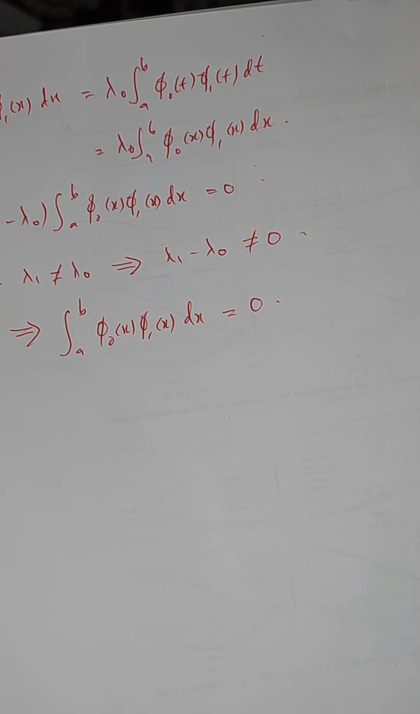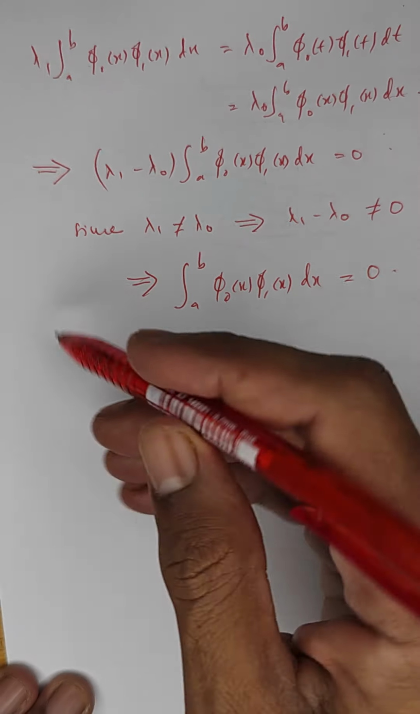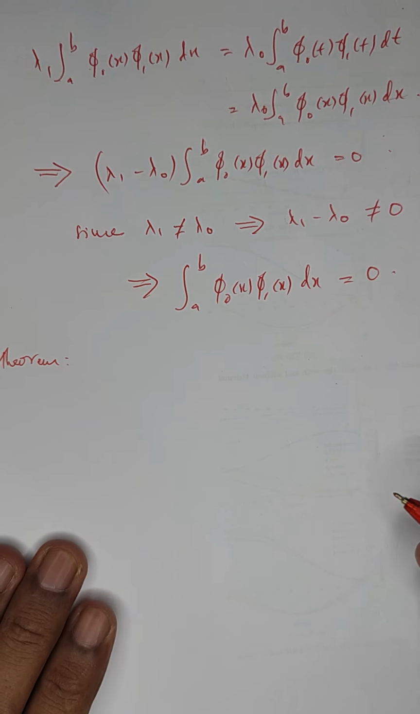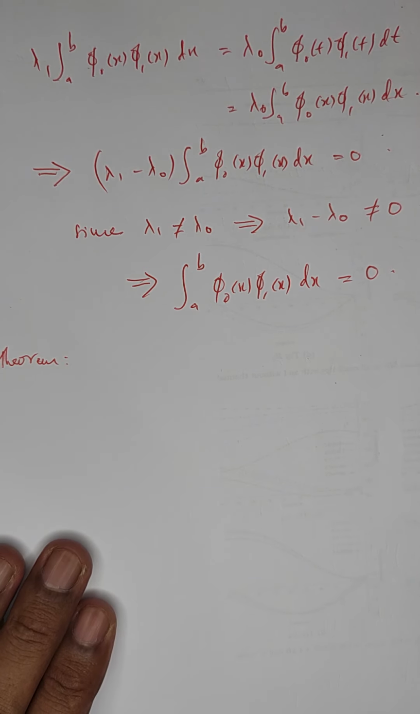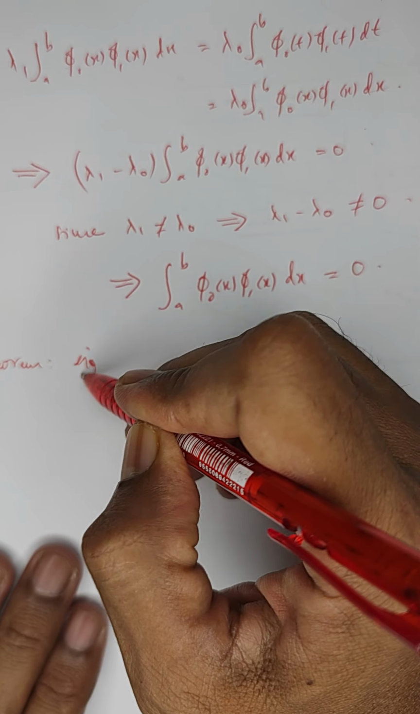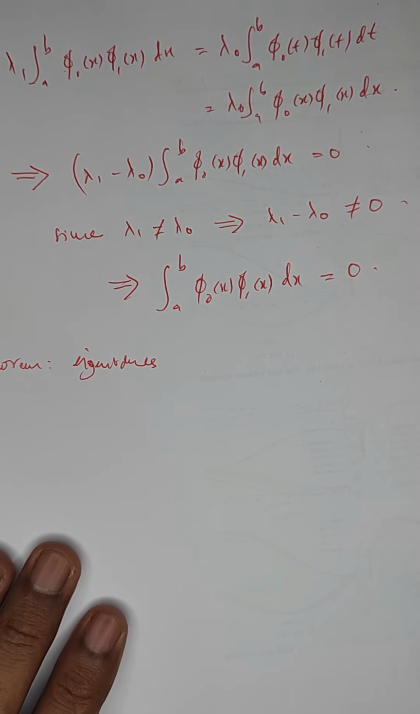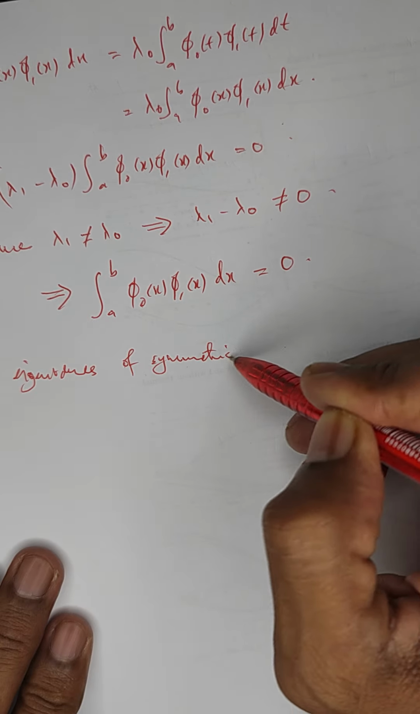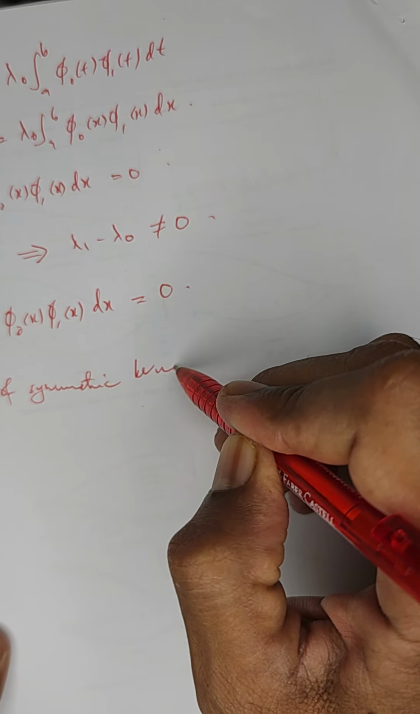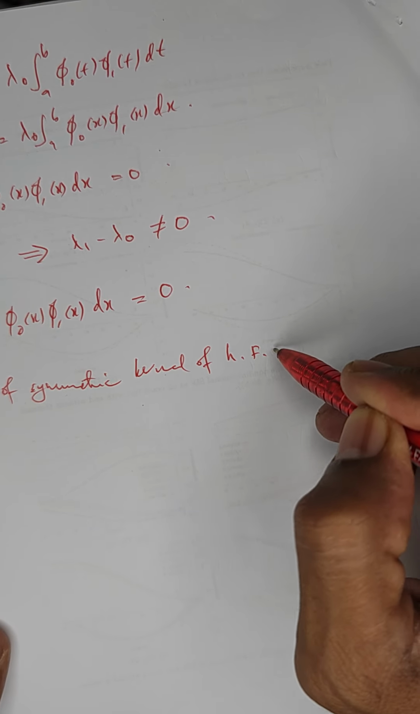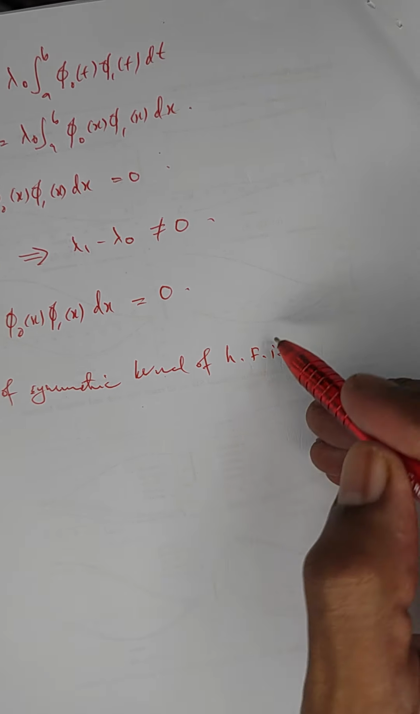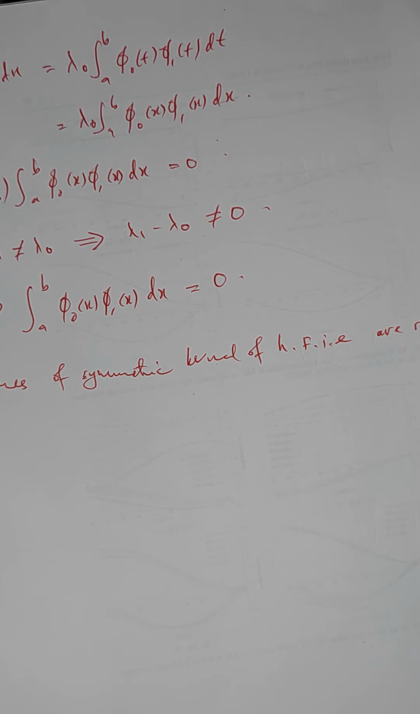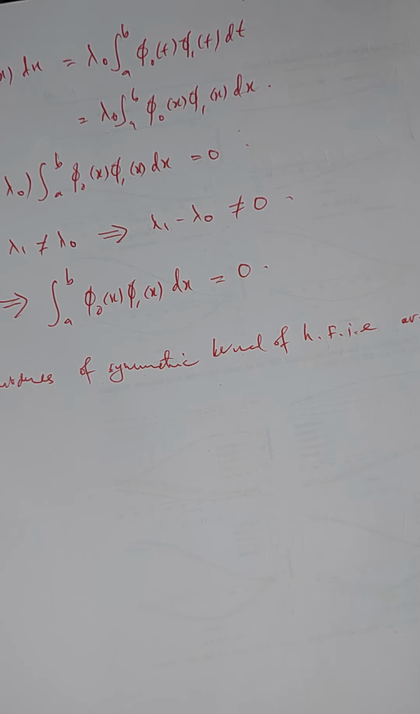And we have another theorem. The eigenvalues of the symmetric kernel of a homogeneous Fredholm integral equation are real. Now, how to prove this?